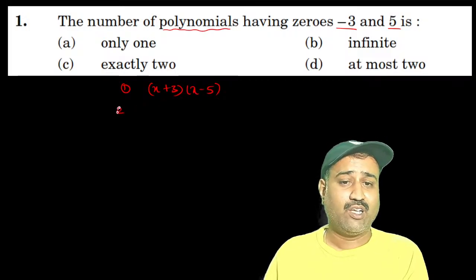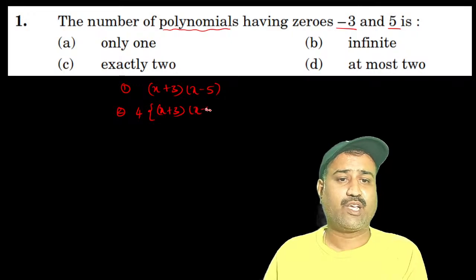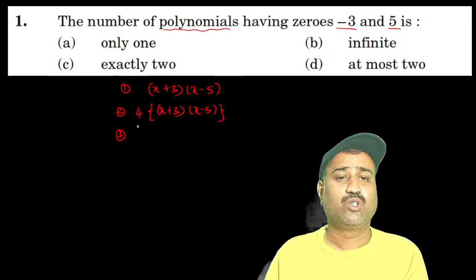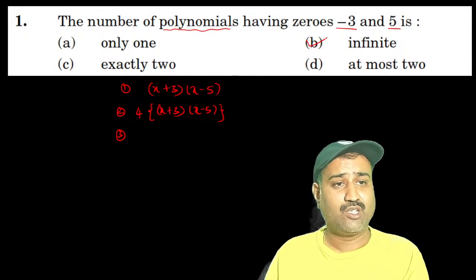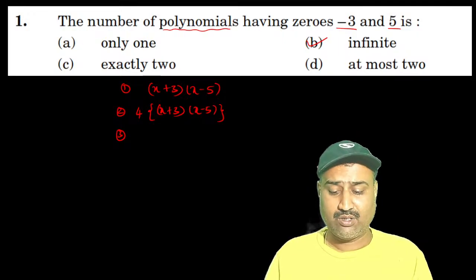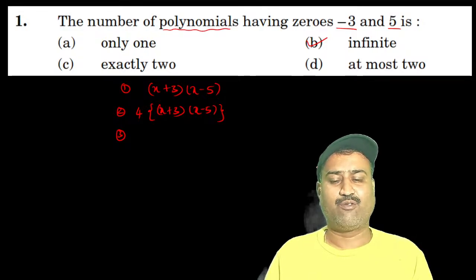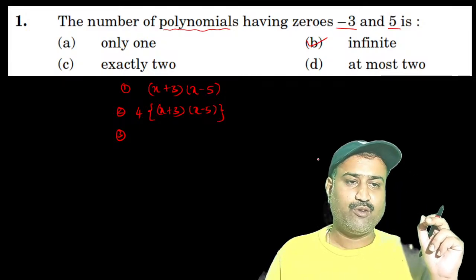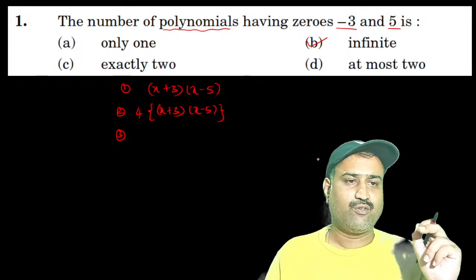But for any polynomial, I can multiply with any constant. For example, 4 into x plus 3 into x minus 5. This is the second polynomial. Again, a third polynomial. I can go on multiplying with any constant and I'll get a new polynomial. Therefore, I can form infinite polynomials with the given two zeros, whatever degree it is. Therefore, the answer is infinite.